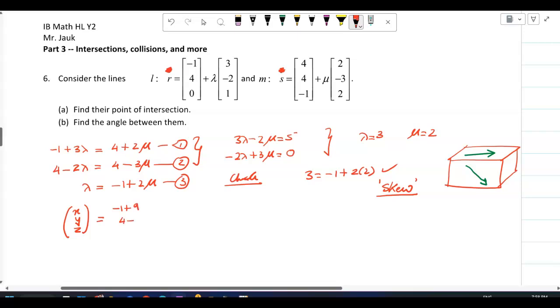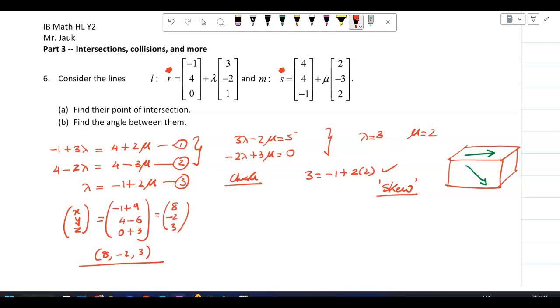4 minus 3 2s are 6, correct? And 0 plus 3. So that is equal to 8, correct? Minus 2, 3. So that means my point of intersection is 8, minus 2, 3. Even if you put mu, you will get the same answer. You substitute one or the other basically. You have to get the same answer because you equated them.